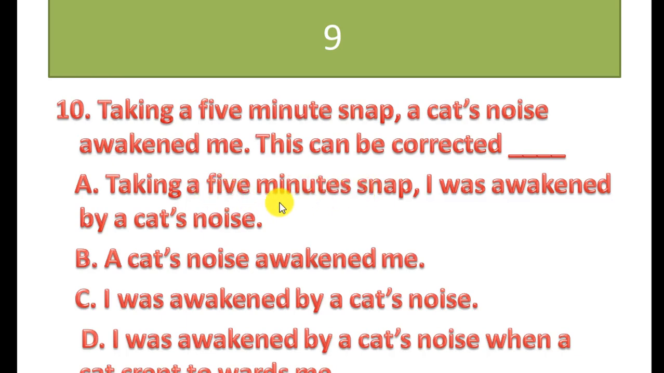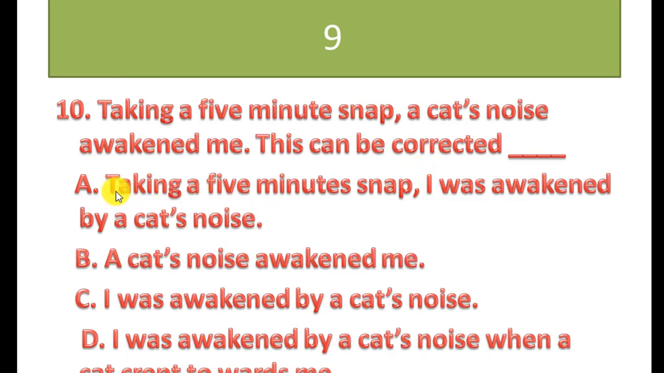Yeah, no, further go, please, here. A cat's noise awakened me. No, it can't be defined as the first sentence, because you would have two sentences here. I was awakened by a cat, which is passive voice. No, it doesn't talk about a cat scratching towards me. Yeah, so it's wrong, please. So the answer is here: taking a 5 minute nap, I was awakened by a cat's noise, right?